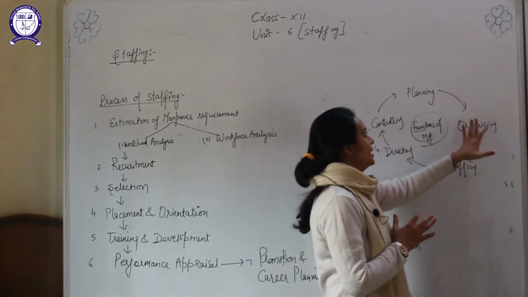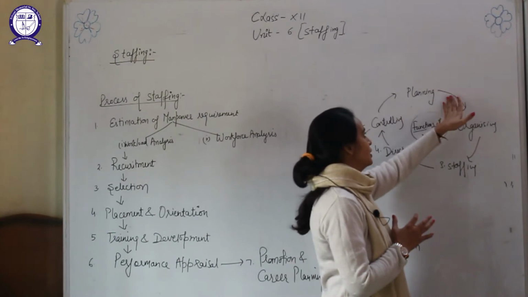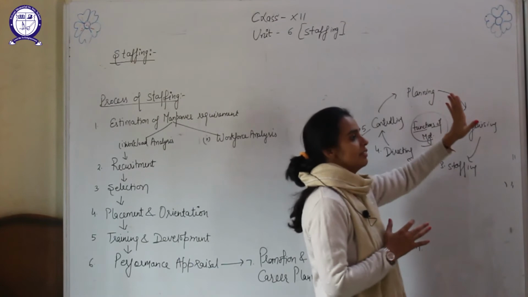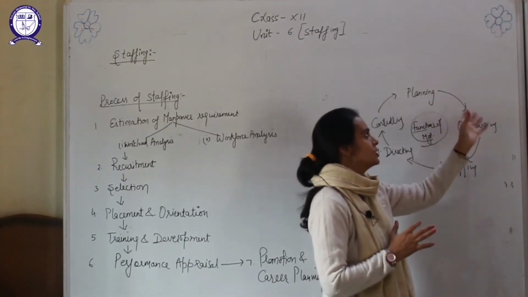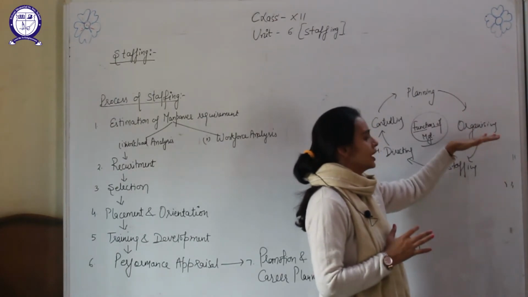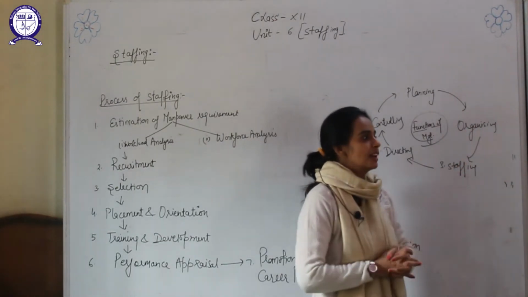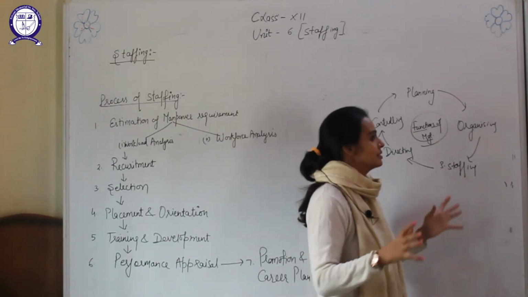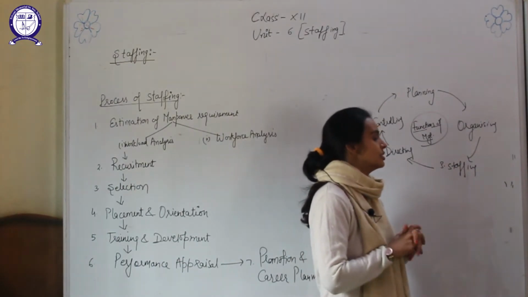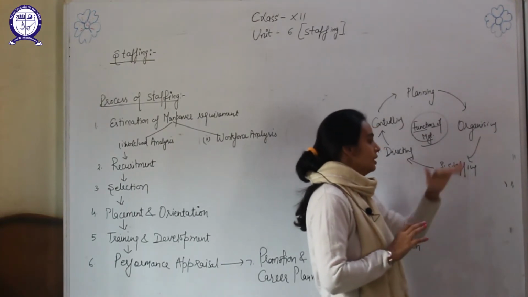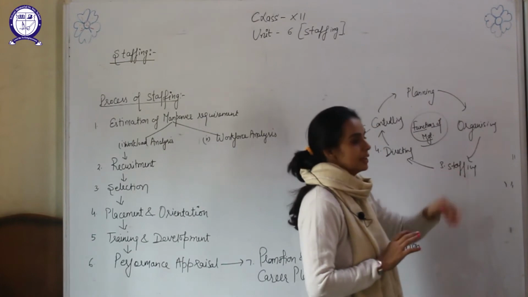So after the units on planning and organizing, the third is staffing. Under planning, different plans are formulated to achieve the objectives and goals of the organization. Under organizing, different types of activities are identified and grouped into departments, resources are assembled, and different departments are formed. The third one is staffing.